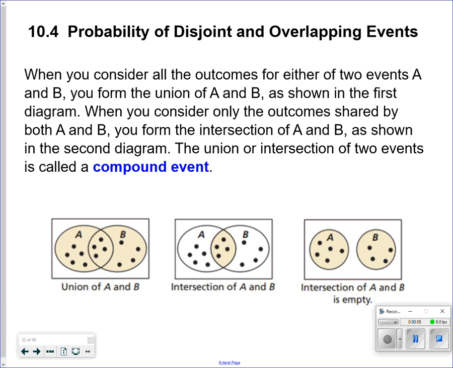Algebra 2, Section 10.4 is the probability of disjoint and overlapping events. When you consider all the outcomes of either of two events A and B, you form the union of A and B, as shown in the first diagram. When you consider only the outcomes shared by both A and B, that would be the intersection of A and B. The union of the two events is called a compound event, which is basically A or B. And we'll talk a lot about A or B today.